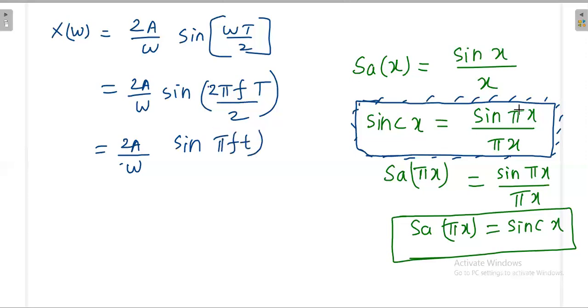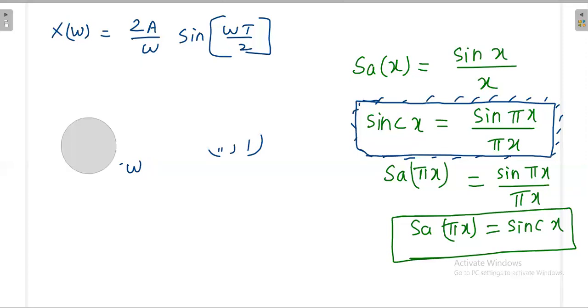So somehow we are getting this relationship, sine pi x, where x is equal to f into T, and that too this is capital T. Okay, now before that we'll make one relation here itself.